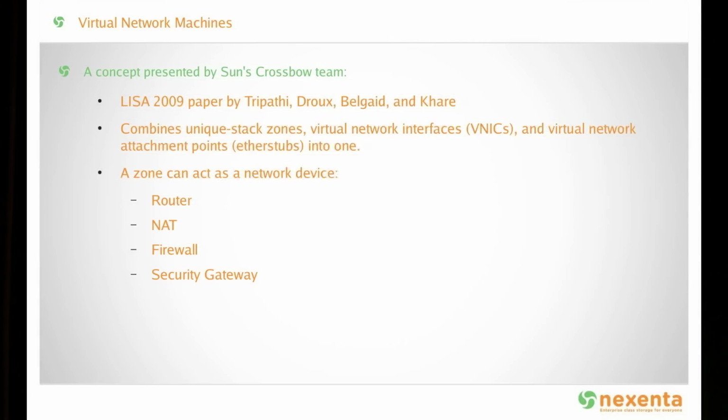Let's talk about a concept that was introduced at LISA 2009 by the Crossbow team, Sunay, Nicolas, Kais, and I can't remember who Kari is, but they made a presentation about tiny network machines, virtual network machines, where you can take a unique stack zone, combine it with a virtualized NIC and a virtualized network attachment point, which are referred to in the appropriate commands as etherstubs. And pretty much you can turn a zone into any network device you'd like: a NAT box, a router, a firewall, the classic security gateway if you like reading the pedantic language of the IPsec RFCs.